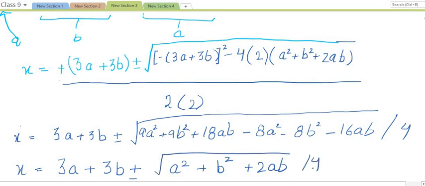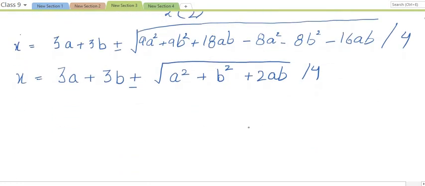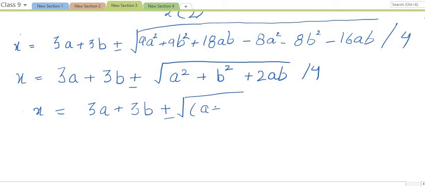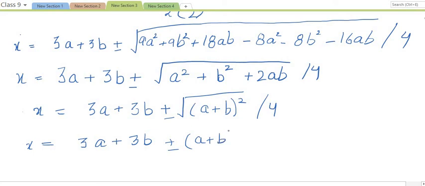Now this is the formula, a plus b whole square. x equals 3a plus 3b plus minus the square root of a plus b whole square divided by 4. It is x equals 3a plus 3b plus minus a plus b, and the denominator is 4.